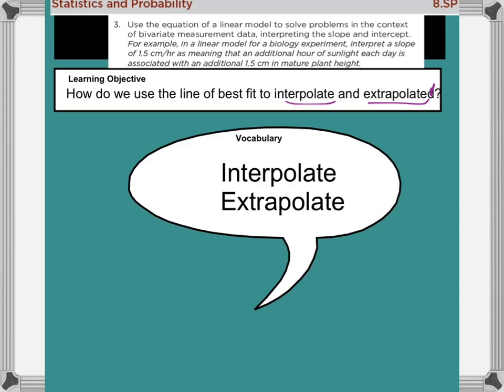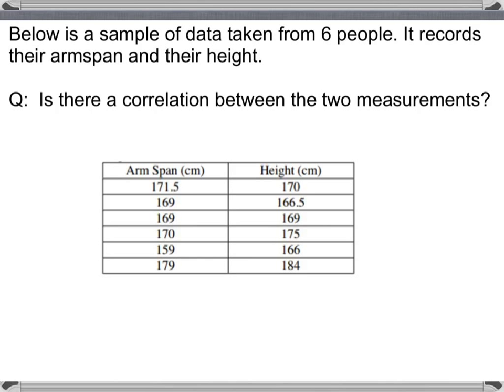Now again, this is an 8th grade statistic. Use the equation of a linear model to solve problems in the context of bivariate measurement data, interpreting the slope and the Y-intercept. Okay. Below is a sample of data taken from 6 people. It records their arm span and their height in centimeters. Okay, is there a correlation between the two measurements? That's a question that someone might ask.